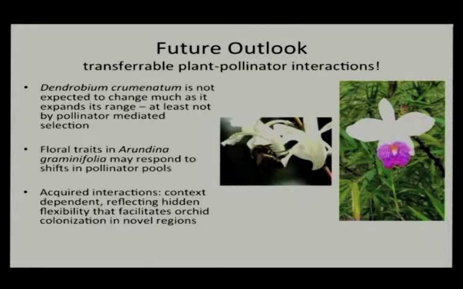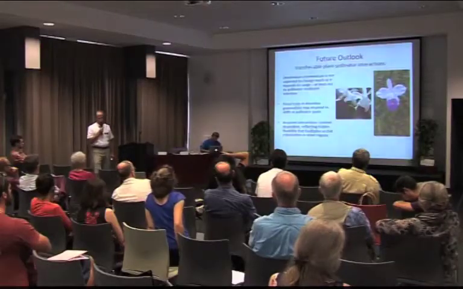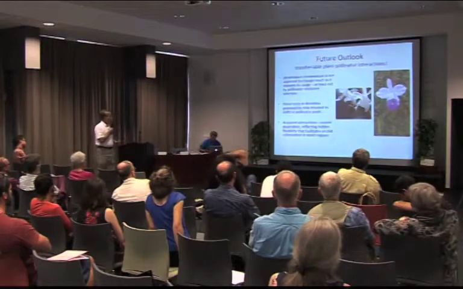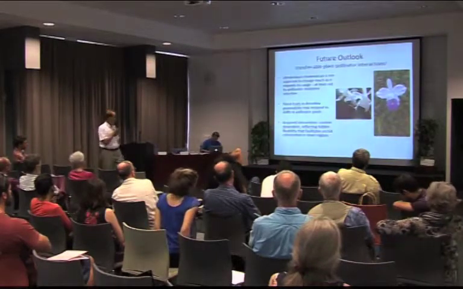Okay, so the future outlook for these things, Dendrobium crumenatum is not likely to change much, at least not by pollinator-mediated selection, because the pollinators in the invasive range are pretty much the same as the pollinators in the native range. Floral traits in Arundina graminifolia, on the other hand, may respond to shifts in the pollinator pool. There's a possibility that you have selection for smaller flower plants in Puerto Rico, and so you might expect that Arundina graminifolia in Puerto Rico may change. So acquired interactions seem to be context dependent, reflecting possible hidden flexibility that facilitates orchid establishment in novel regions.